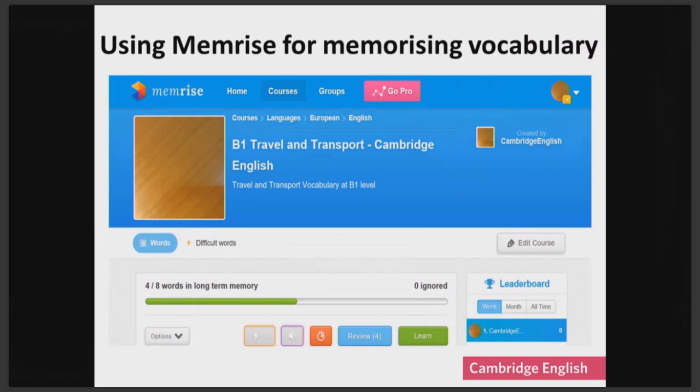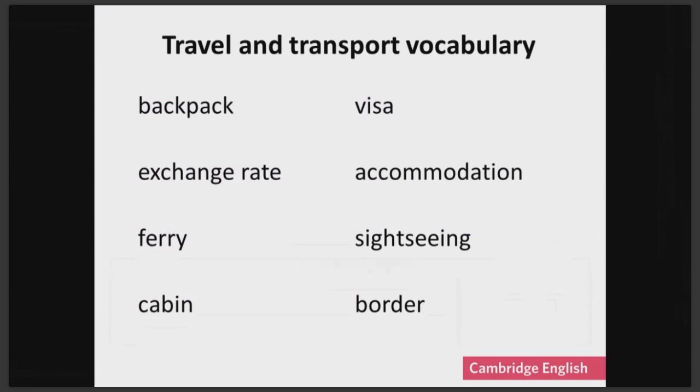Let's look at a Memrise set. We're going to use a set of words about travel and transport. All of the words in the set are taken from the Cambridge English Preliminary and Cambridge English Preliminary for Schools word list, which we saw earlier in this webinar. Here are the words in the set. Have a look at them. They're all to do with travel and transport. Think about how you would write short definitions of these words.